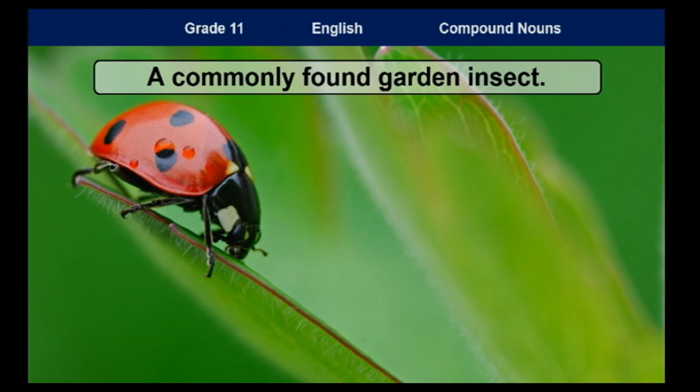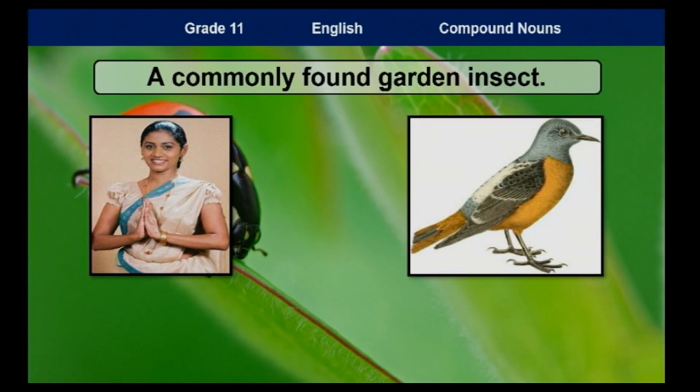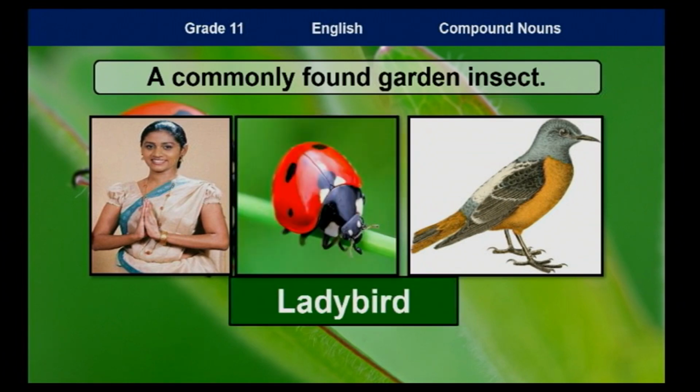This is about insects. Are there insects in your house? Yes, there are. This is about a garden insect. Look at this lady. And another picture. Let me guess, sir. Ladybird. What is it? Ladybird. Correct.